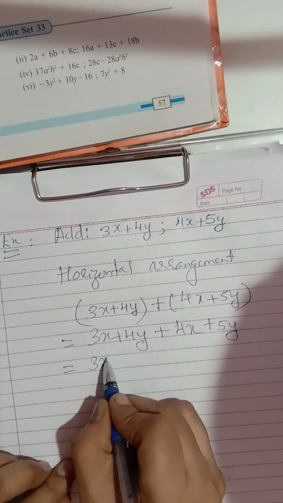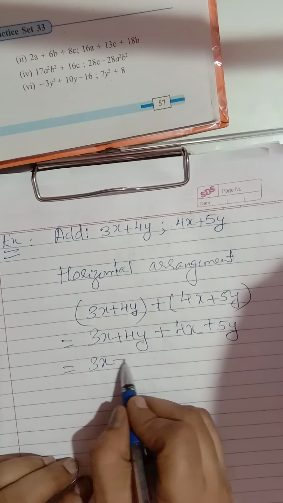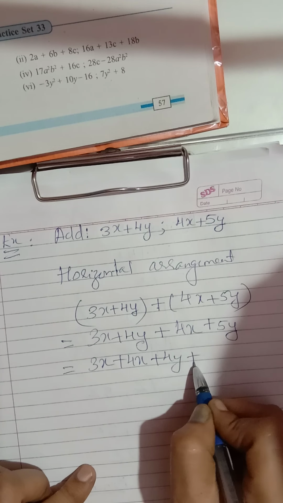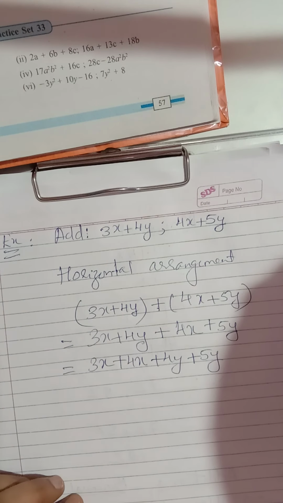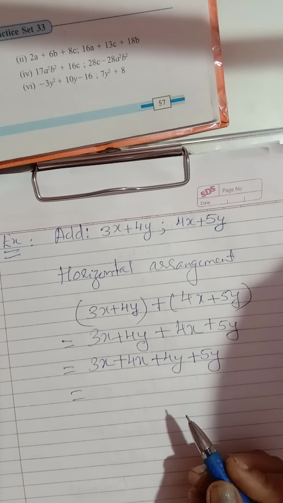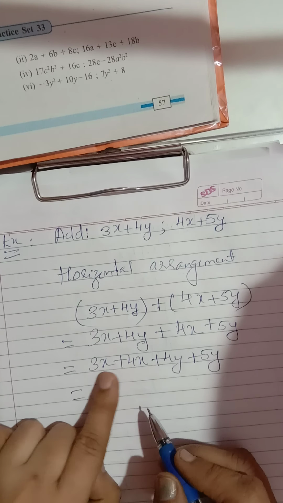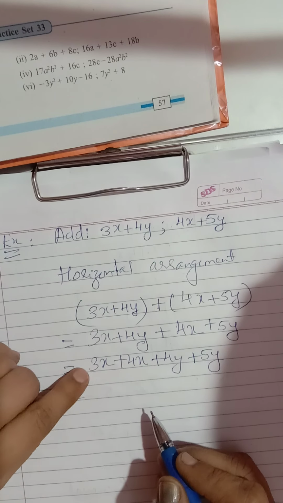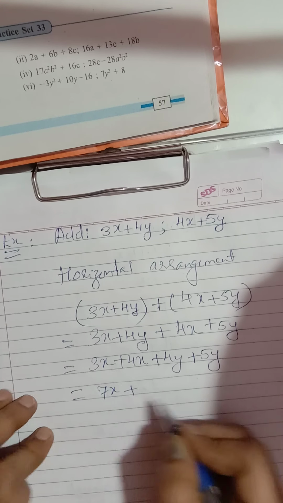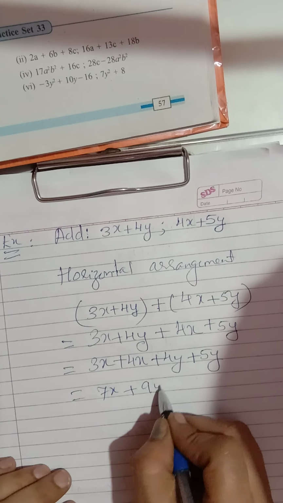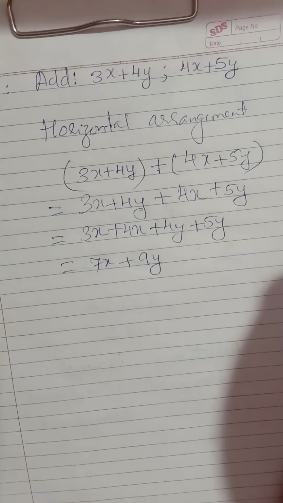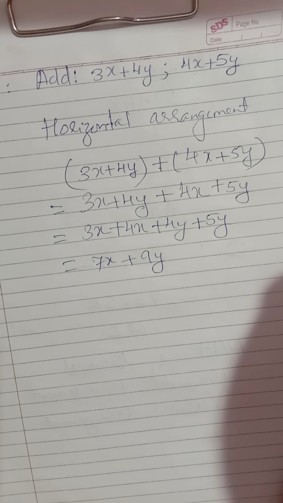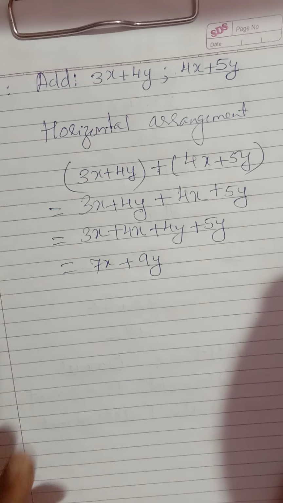Okay children, now what you will do, children, bring the like terms together. So it is 3x plus 4x, and now plus 4y plus 5y. Clear? Now as we have just learned to add monomials, in 3x plus 4x, children, as I told, the variable x is the same, so we will just add the coefficients. 3 plus 4 is 7x, plus 4 plus 5 is 9y. Okay, so this much is the method for horizontal arrangement of addition for binomials. These are the steps you do for the horizontal method.